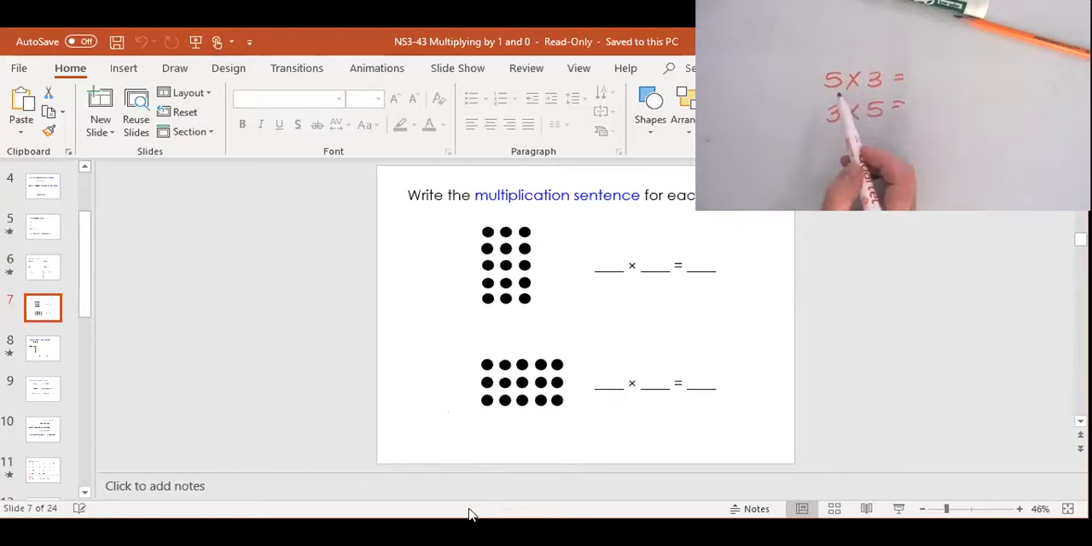Okay? So 5 groups of 3, if you can count by 5s, 5, 10, 15. And 3 groups of 5, same thing, 15. So it's easier to count by 5s than by 3s, I think. So either way, I'm counting by 5s. You're always going to get 15, because it doesn't matter which one comes first in multiplication. All right.